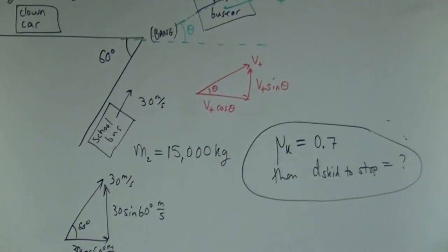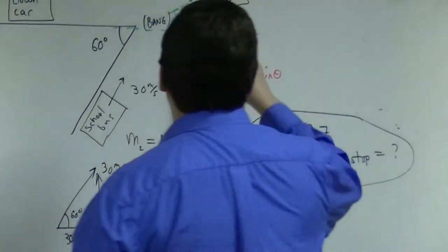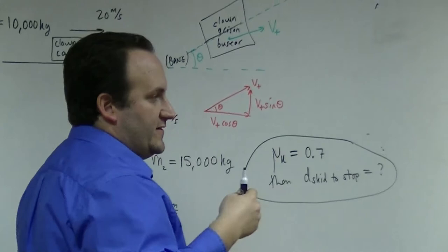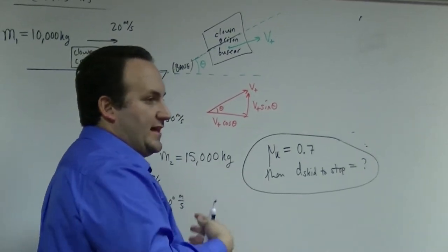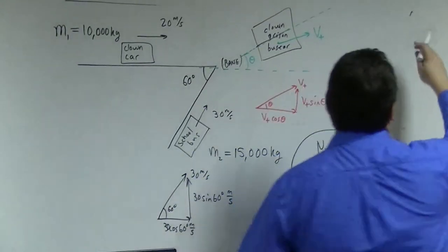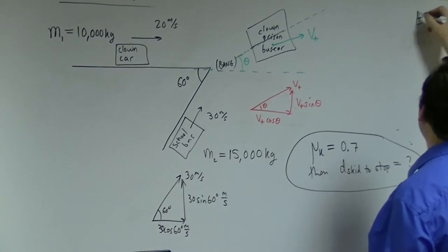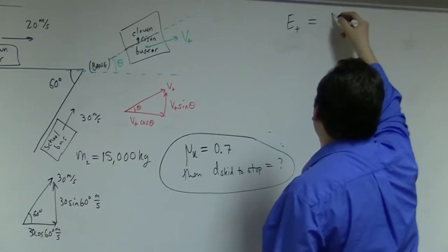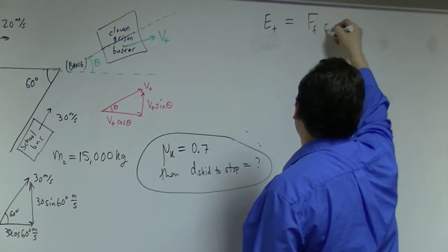So basically the idea is, right after the collision, you have that initial speed V plus, right? And then what's friction doing? It's slowing it down. It's taking away energy, right? So the energy right at the time plus is equal to what? The work done by friction, the force of friction times the skidding distance.